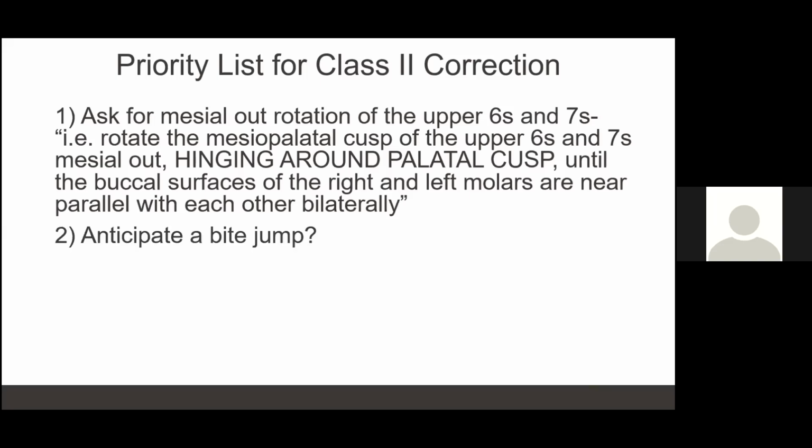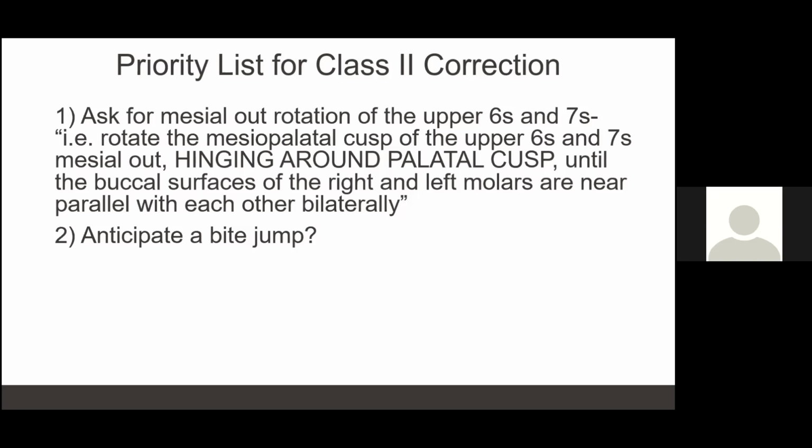Next, after that, the question is, do you anticipate a bite jump? So what does that mean? Let's say I've derotated my molars and I've opened up all this space from the derotation, and I responsibly closed all the space by managing my anchorage properly. But there's still a class 2 and overjet remaining. Well, if the overjet remaining is 2 millimeters, that probably can be addressed with elastics.